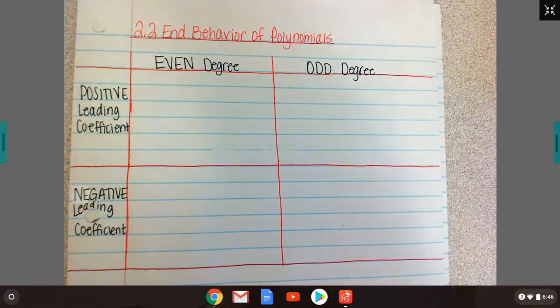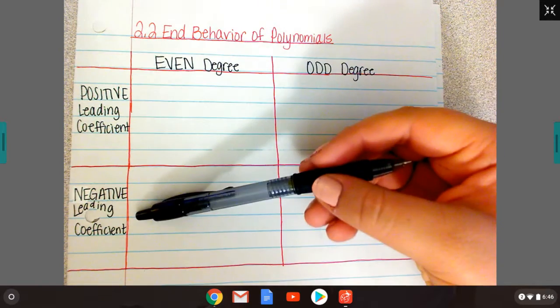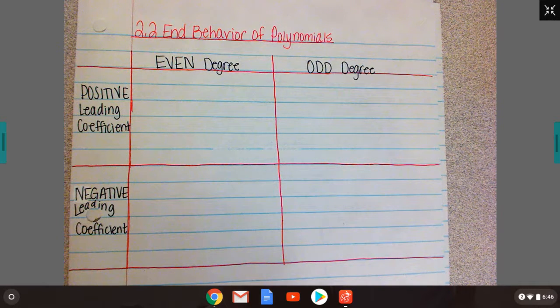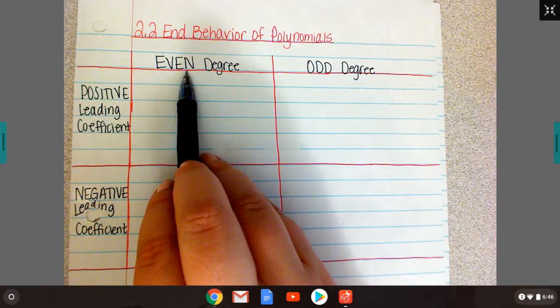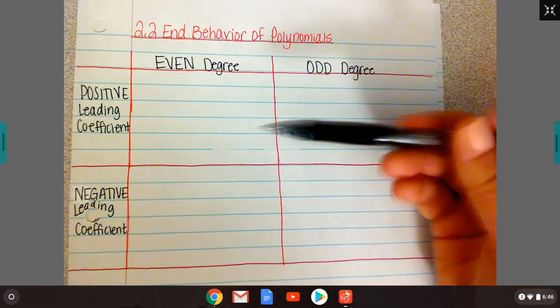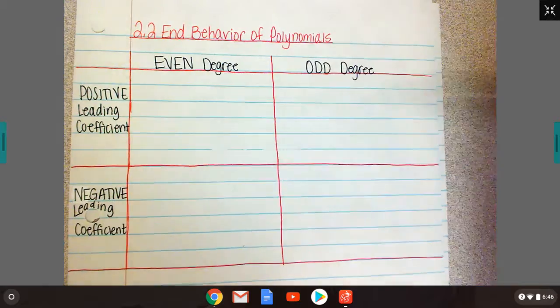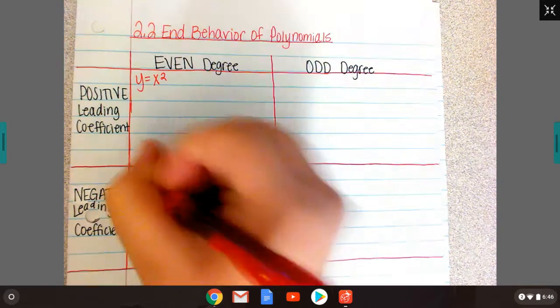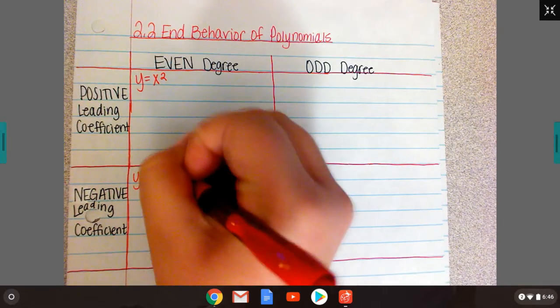The highest exponent you see is the degree, and then positive or negative leading coefficient. So the coefficient of the leading term is the very first one you see. If you've got your polynomial with the degree, it's the one that's out front of that highest exponent. So speaking of quadratics, quadratics have x to the second power, which is an even degree. So we'll be able to fill in both of these and think about the example of the function y equals x squared and y equals negative x squared.